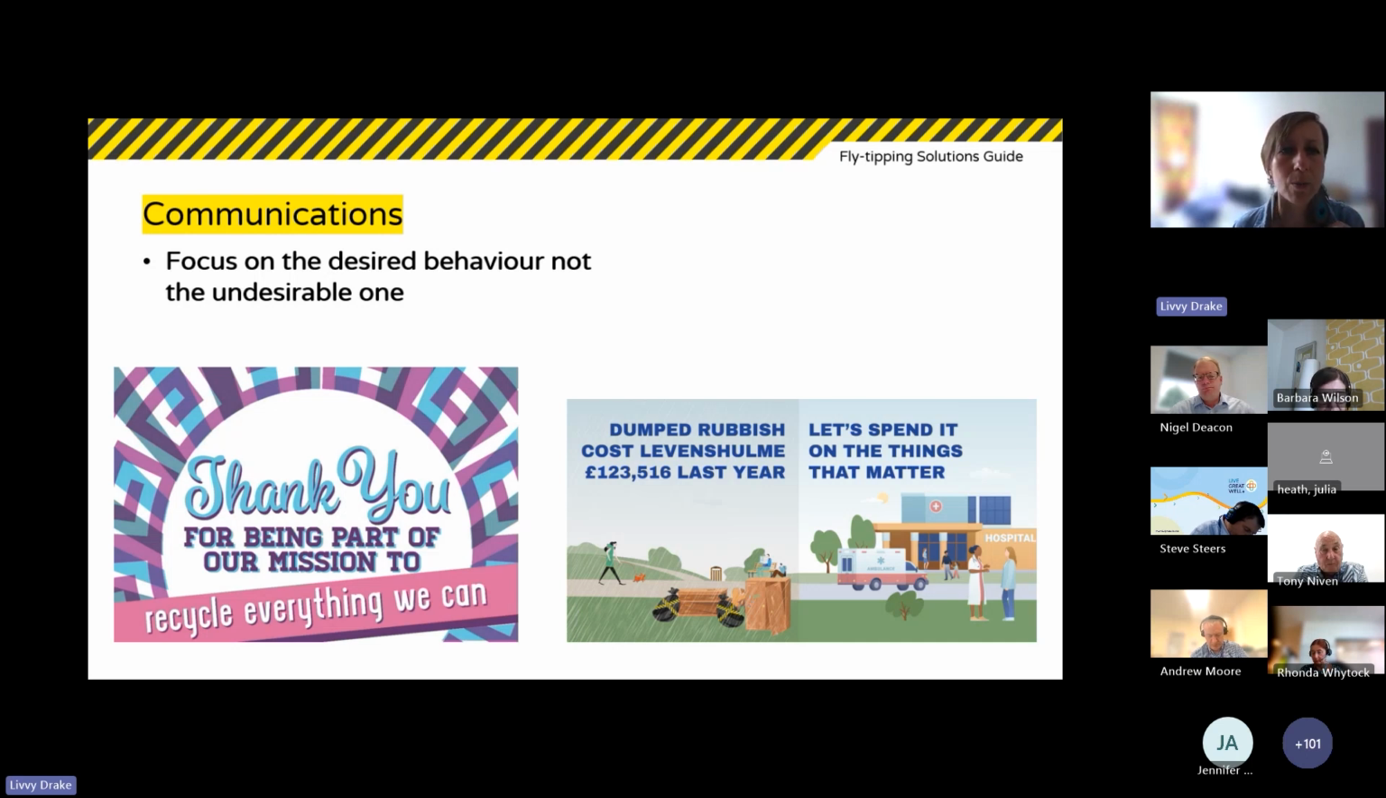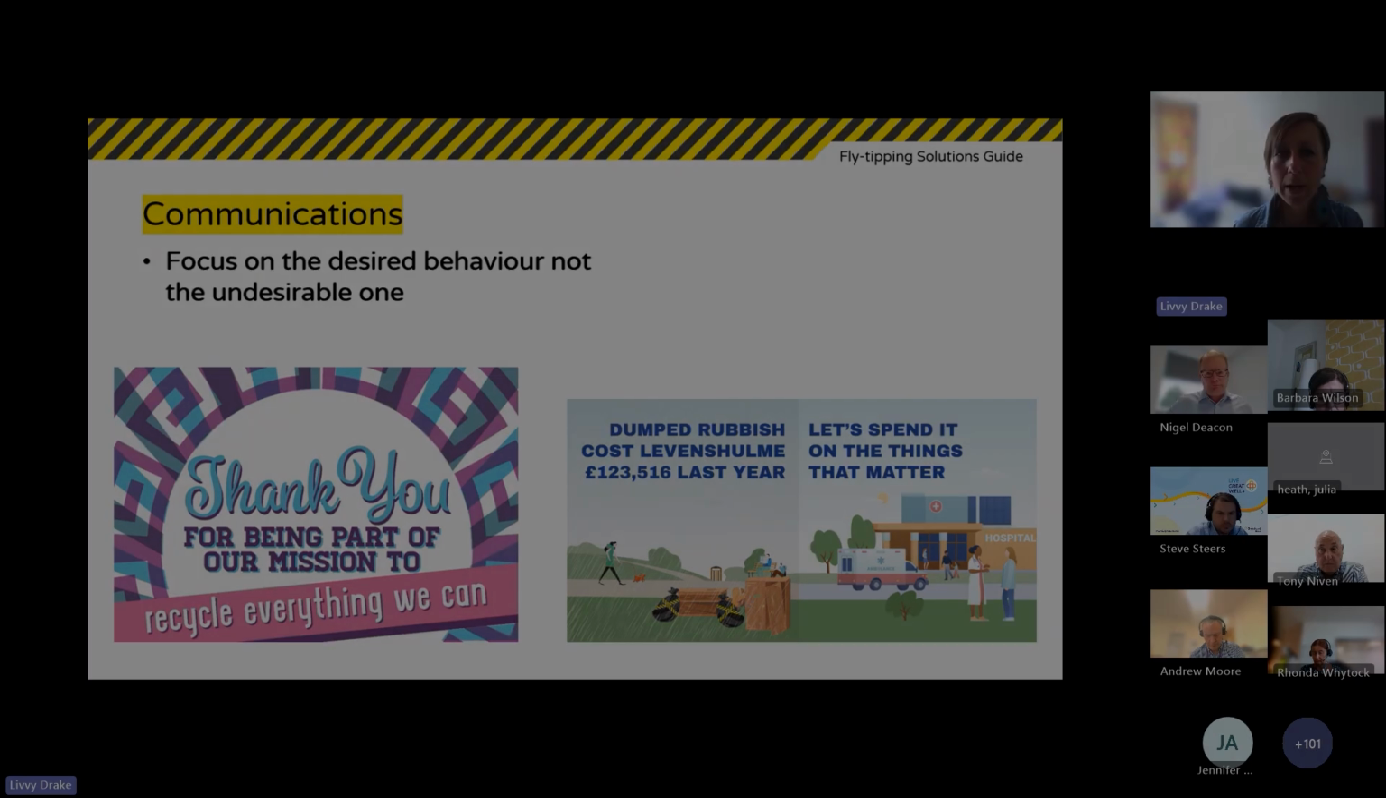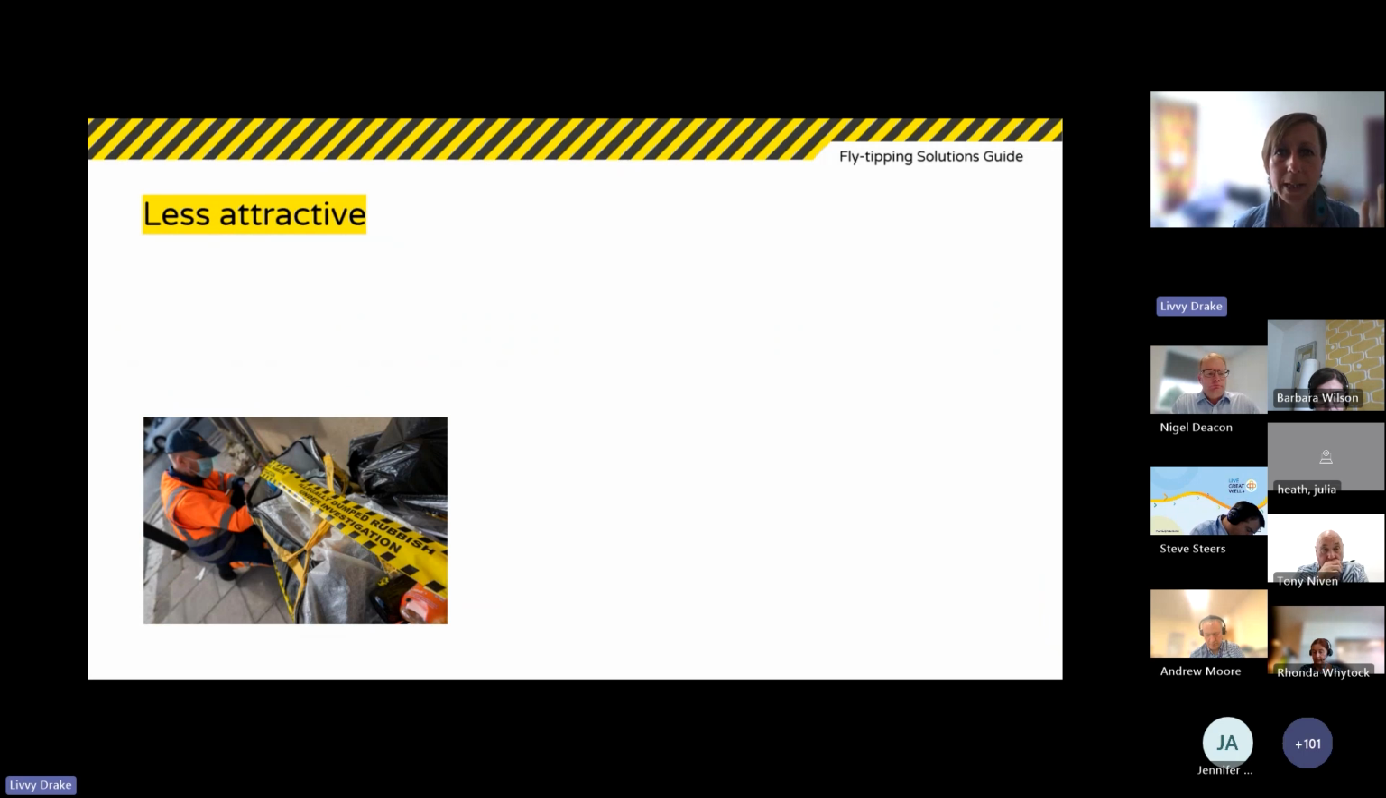This example here was trialled by Keep Britain Tidy. I'm not sure whether the results have come out yet, but what they were doing was putting out signs saying the cost and how it could be spent differently. And how do we do the less attractive piece?